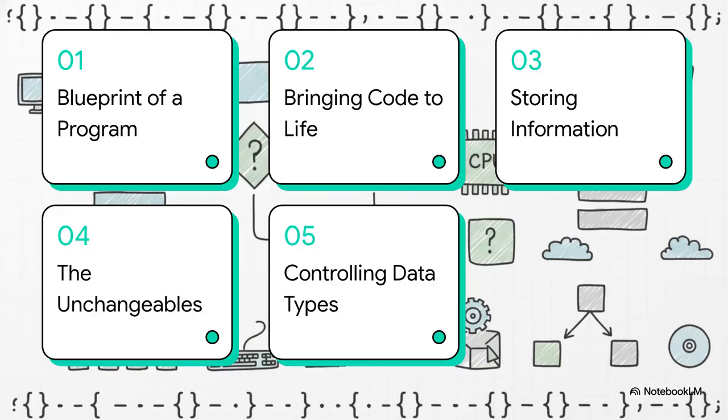All right, so here's the game plan. First, we'll look at the blueprint of a program. Then, we'll see how we bring that code to life. After that, we'll cover how you store your information, talk about the unchangeable rules, constants, and finally, we'll get into how you can really control your data types.